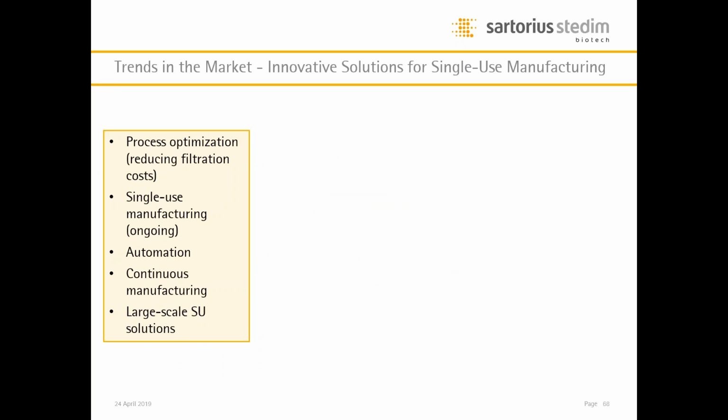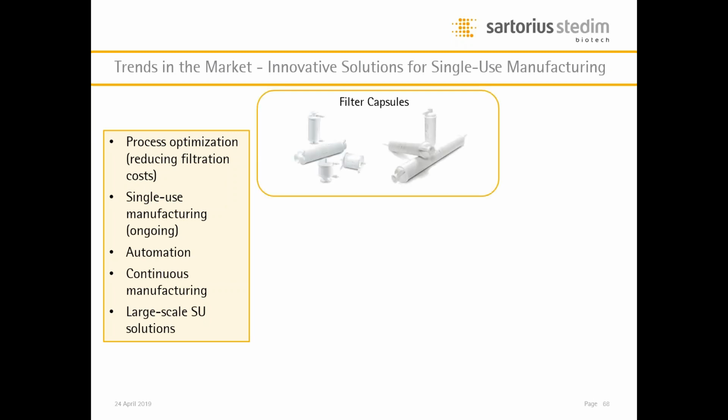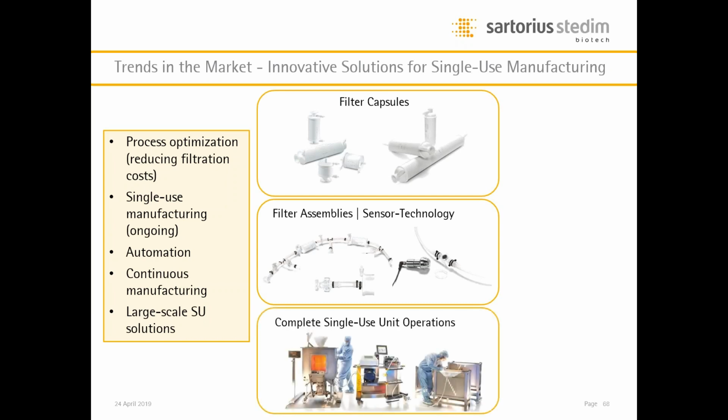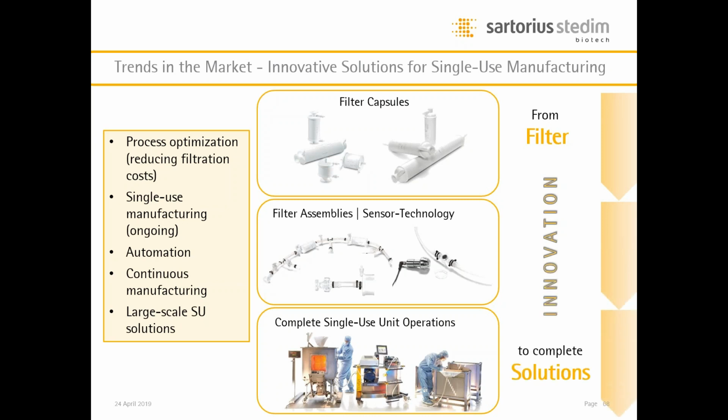Pre-use integrity testing is really something that's ongoing right now. Process optimization, another trend. I explained everything with the different materials. Single-use manufacturing is an ongoing trend, of course. More and more, we are also requested to talk about automation, because this manual operation of complex single-use assemblies is more and more complex. Continuous manufacturing, of course, is a buzzword, and for large-scale single-use solutions, there are some limitations in the market right now. So the trend from filter capsules to assemblies, including sensor technology, to complete single-use operations, I think this is really the trend we currently see, and there's a big movement into innovative new solutions we would see in the upcoming years.